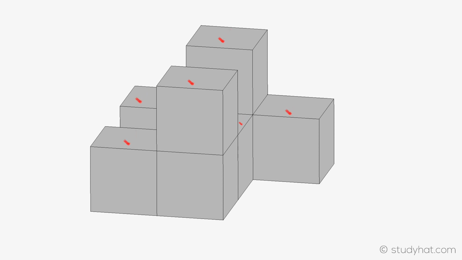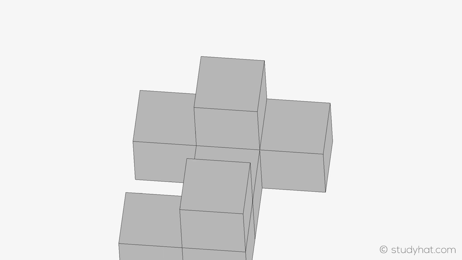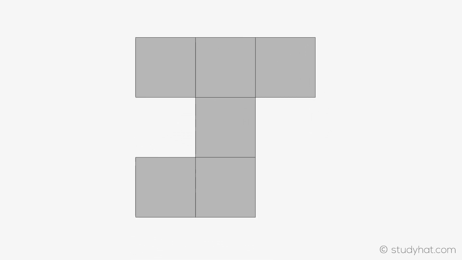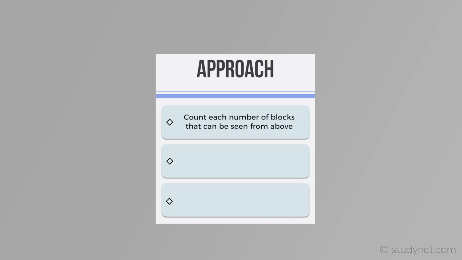Now when we take a look at the actual 2D view of this figure, you'll see it will only have 6 faces, and also pay attention to the fact that even though this has 2 cubes stacked up, you only end up seeing one. So that's a 2D view of the 3D shape. Now let's take a look at the approach and then have a go at some questions.